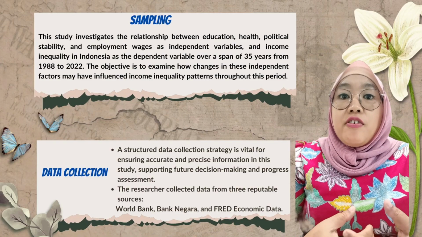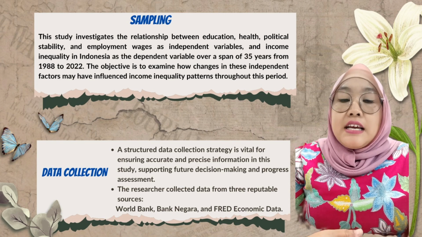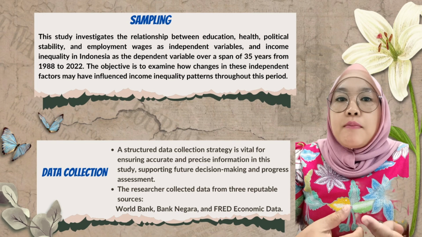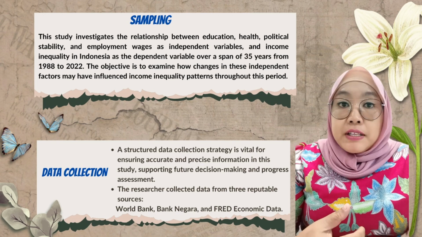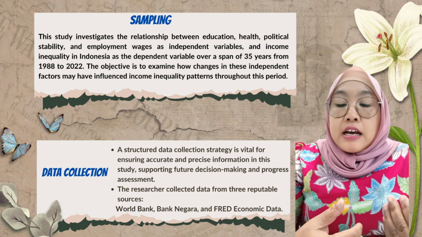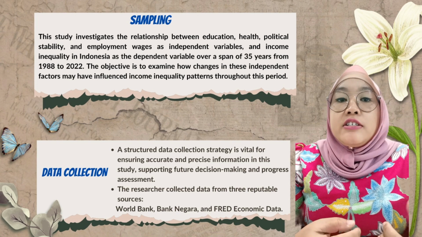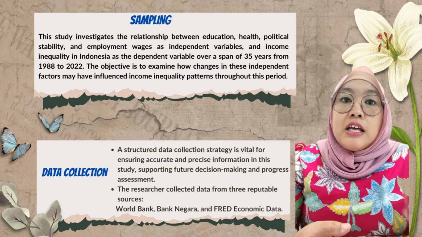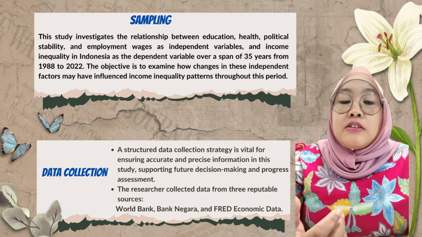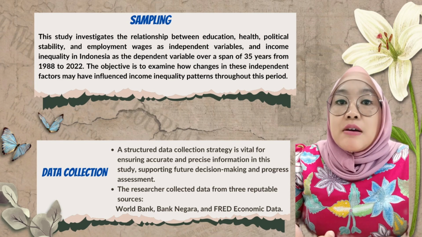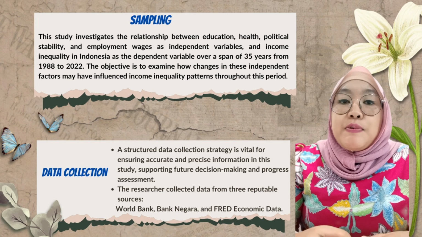Okay, next we go to the sampling. This study investigates the relationship between education, health, political stability, and employment wages as independent variables, and income inequality in Indonesia as the dependent variable over a span of 35 years, from 1988 to 2020. The objective is to examine how changes in the independent factors may have influenced income inequality patterns throughout this period.